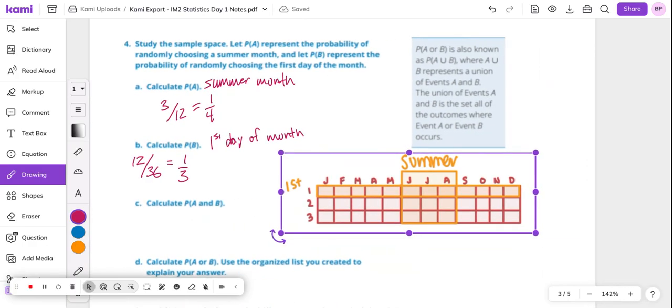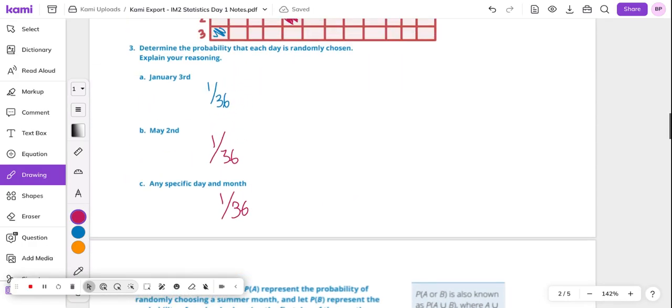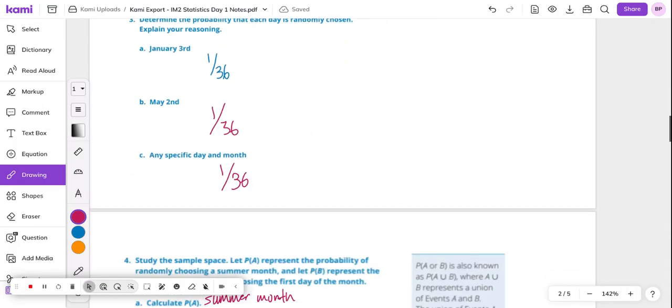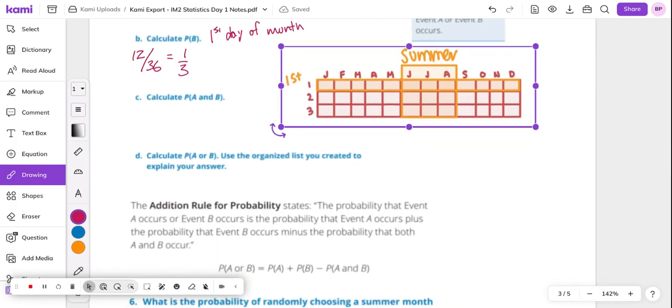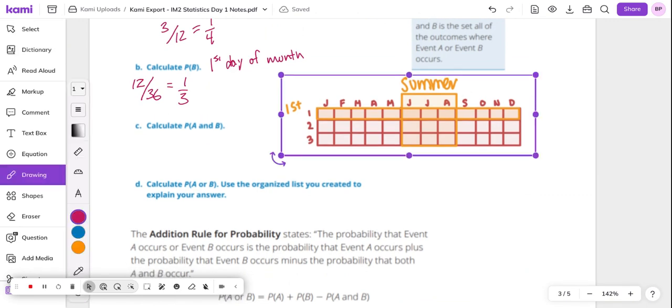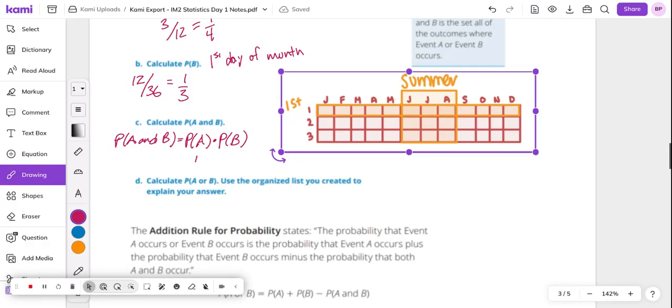Okay, now here we go. Here's our test of the product rule that we talked about right up here. The rule of compound probability, okay, with and. So let's see if this works. So if we go probability of A and B, okay, what that's going to look like is this. The probability of A and B is equal to the probability of A multiplied by the probability of B. So let's just throw these in. So the probability of A is 1/4. The probability of B is 1/3. Now that would equal 1/12.